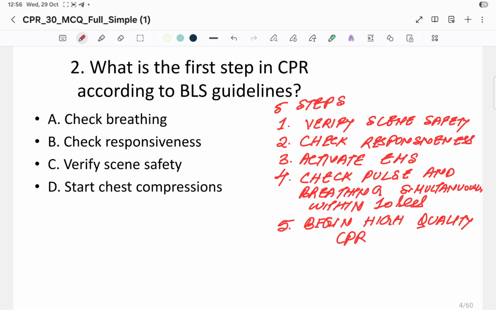So the correct answer will be option number C, verify scene safety. The 5 steps of CPR. Step 1, verify scene safety. Step 2, check responsiveness. Step 3, activate emergency medical services. Step 4, check pulse and breathing simultaneously within 10 seconds. Step 5, begin high quality CPR.